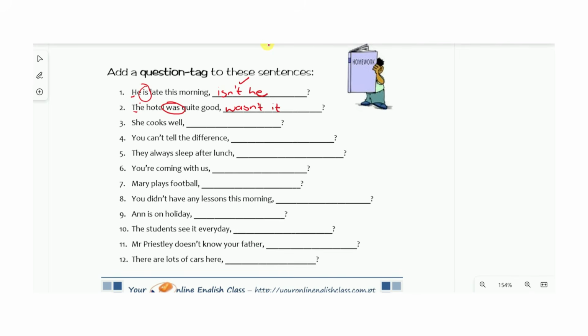And then "she cooks well." Now this sentence is quite unique because unlike the examples that we did in the beginning of the lesson, we do not necessarily have auxiliary verbs to use. Now we have words such as don't, does, did.